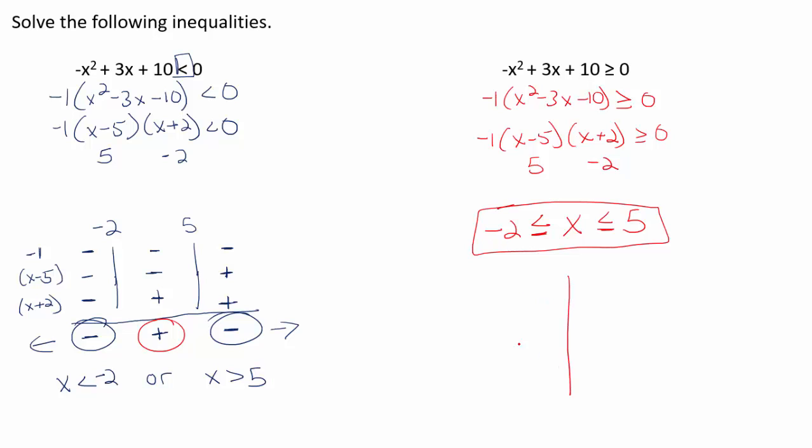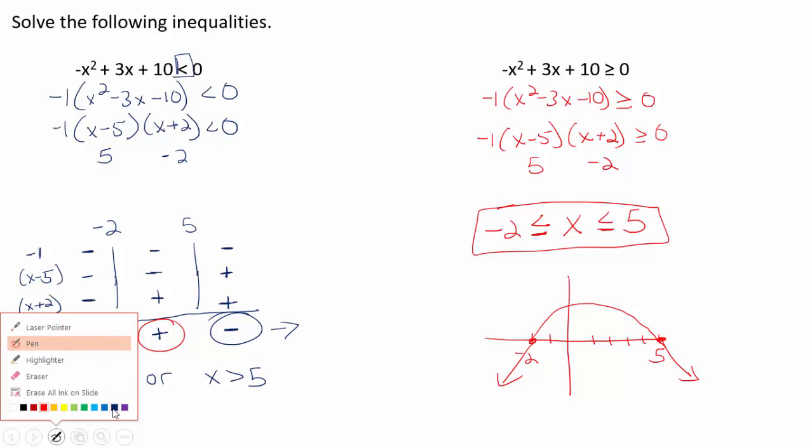But let's look at the graph. We know that it crosses at negative 2. We know that it crosses at 5. And because this was negative here, my graph should go down. So roughly, it looks something like that, okay?